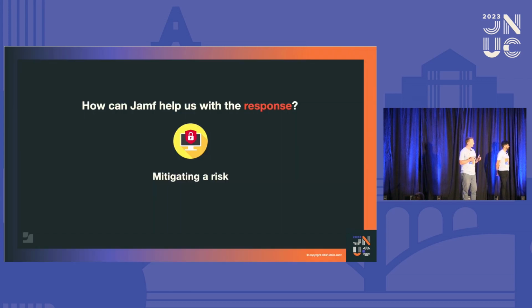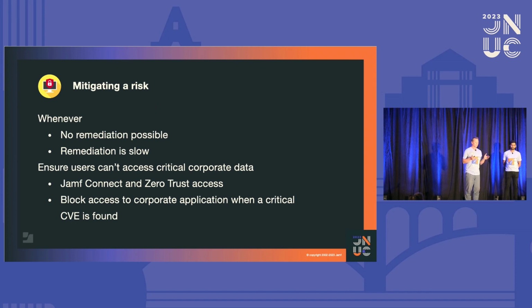There is also a third strategy to use as a response. It's called the mitigation strategy, and it's used whenever there is maybe no patch available for that software, or patching is just too slow, and the vulnerability is so critical that you cannot have it for a long time in your environment. It's basically about introducing a workflow where users can access critical corporate applications and data only when no critical CVE is detected on their device.